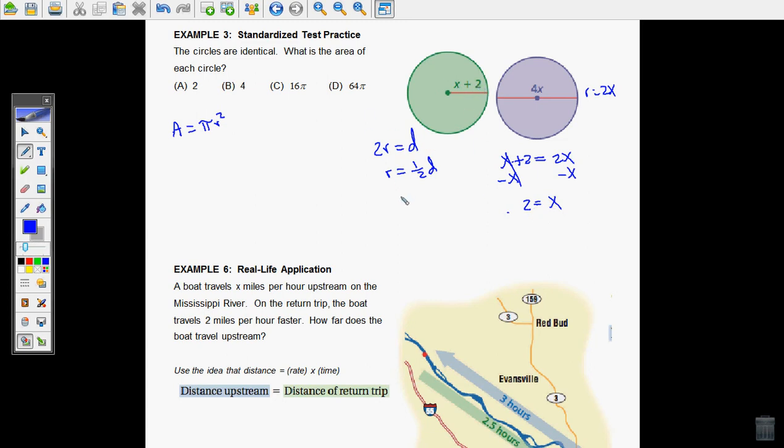So the radius equals x plus 2. Radius equals 2 plus 2. Radius equals 4.